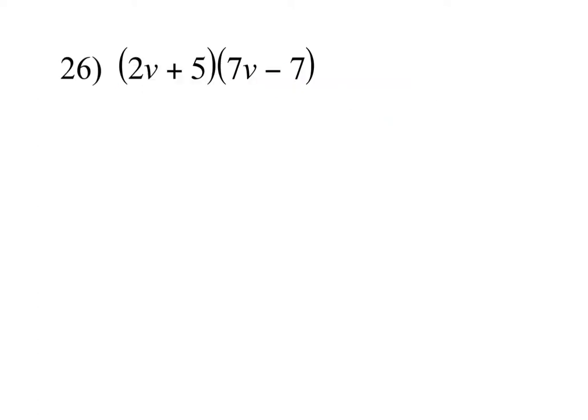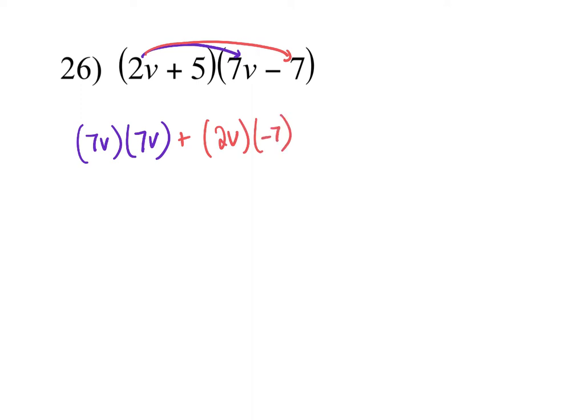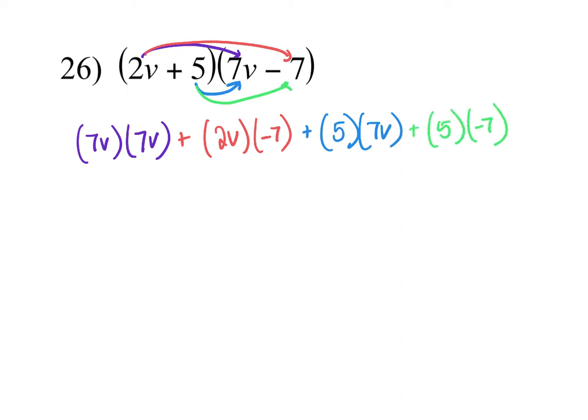So we have normal foiling, which is not any special case. We're just going to do first, outer, inner, last here. All right, so we're going to say 2v times 7v plus 2v times -7 plus inner terms 5 times 7v. And then, of course, my last terms, 5 times -7. And then we're just going to simplify these. 7v times 7v gives us 7v squared.